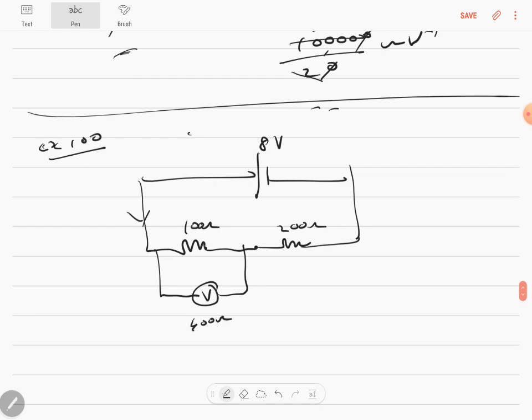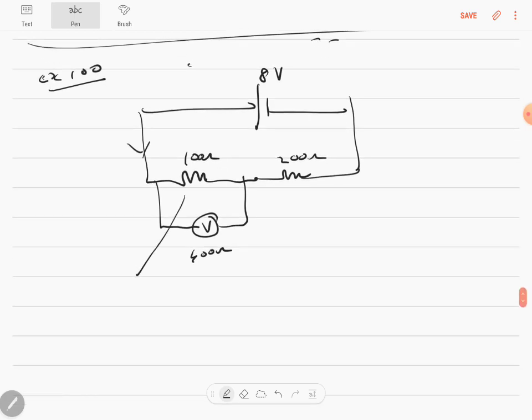These two are parallel. 100 and 400 are in parallel, so this is a parallel resistance: R1 into R2 by R1 plus R2. 100 into 400 by 100 plus 400, which is 500. The zeros get cancelled, so you get 400 by 5, which is 80 ohms, the equivalent resistance for two parallel connections. This is 200 ohms, so the equivalent resistance is now 280 ohms in series, correct?